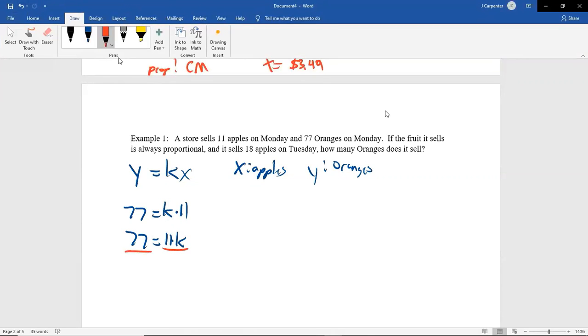So then what we're going to do is divide both sides by 11, because that's 11 times something. To undo it, we divide. 77 divided by 11 is 7. So 7 is equal to k. This is our constant of proportionality. That was the name of this thing. That's the constant of proportionality.